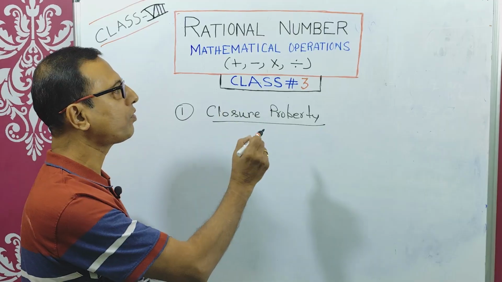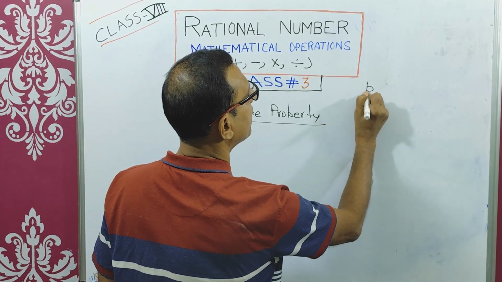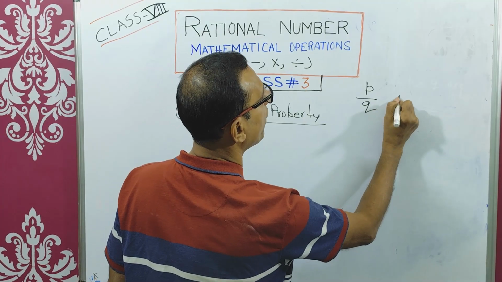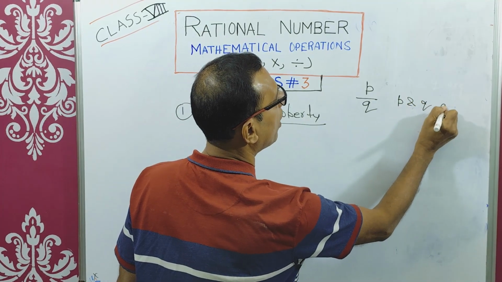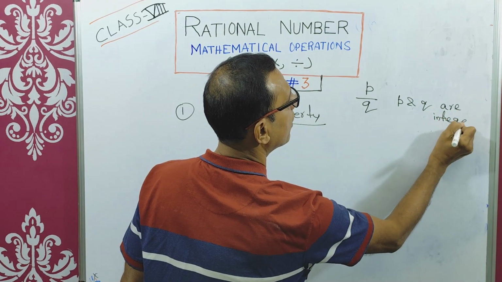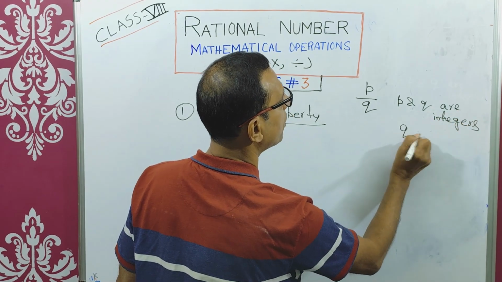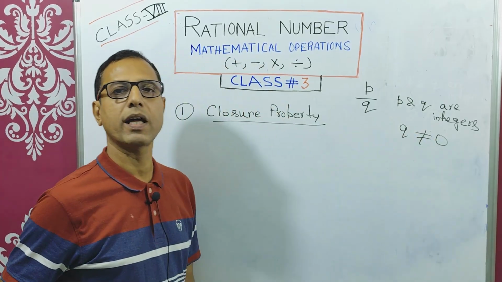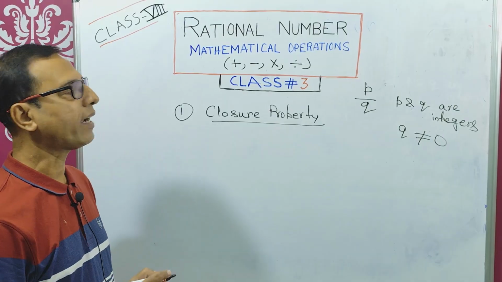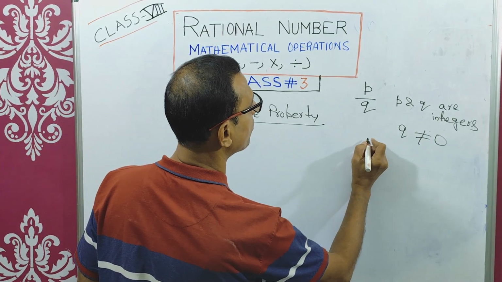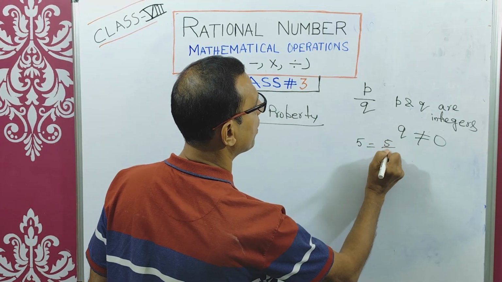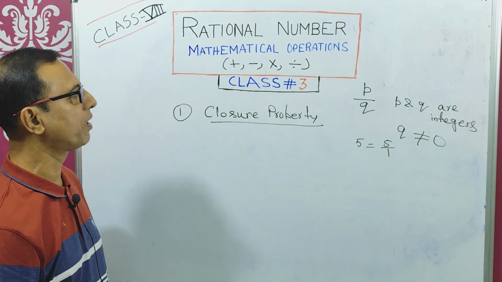Just for your understanding, what we have explained is that any rational number you can express in the P by Q form, where both P and Q are integers and Q is not equal to 0. That already you know, right? Now any natural number also you can express in the form of P by Q. Let's say 5 is a natural number, 5 you can express in the form of 5 by 1. So all these things I have explained in my first class.